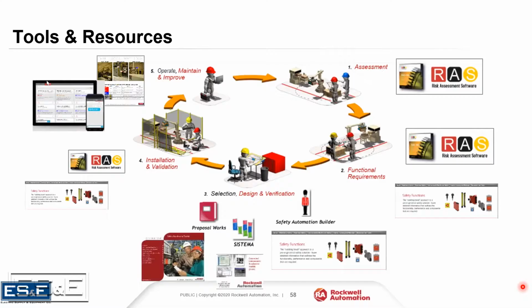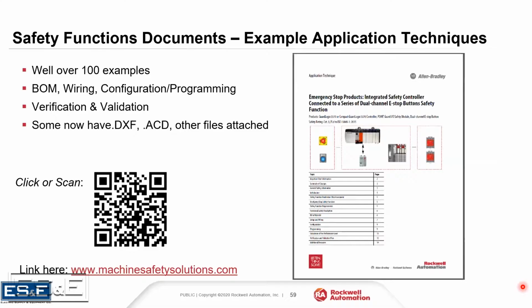Those things we call safety function documents. These safety function documents are fantastic. Some are as much as 75 to 80 pages long, I believe, and they give you a whole variety of things that you see listed there: the bill of material, the wiring, the configuration and program.